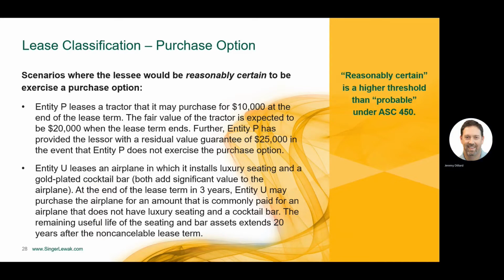In the second scenario, Entity U leases an airplane with very extravagant upgrades that add significant value and have an estimated life that goes 20 years past the lease expiration date. However, the lease wasn't updated for these improvements to the plane, and Entity U has a purchase option to pay the normal fair value for a plane without the upgrades. That is, there's a heavy discount when exercising the purchase option. Since Entity U can profit from this oversight in the lease agreement by exercising the purchase option and selling the plane, it's reasonably certain that the purchase option will be exercised.